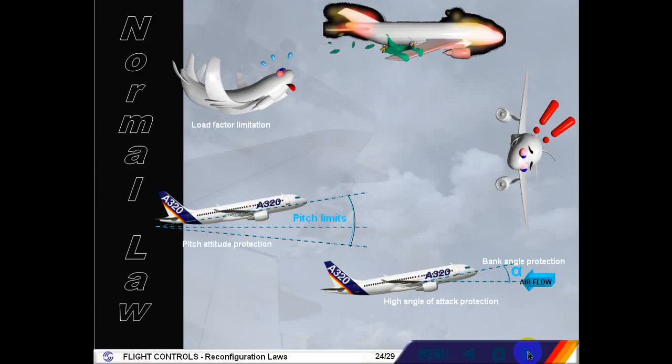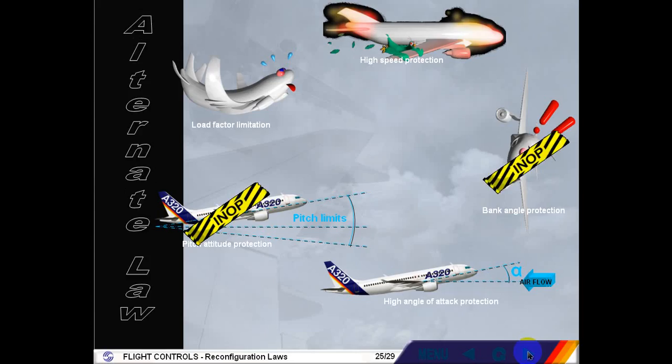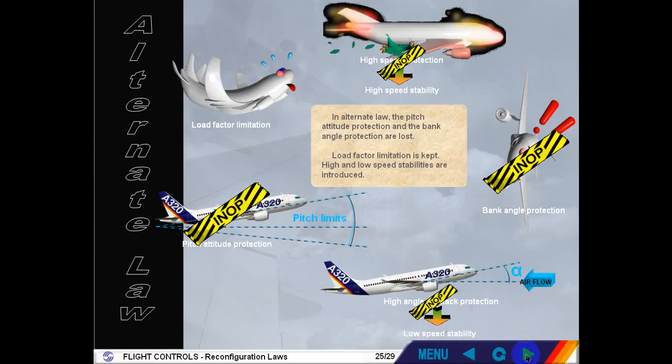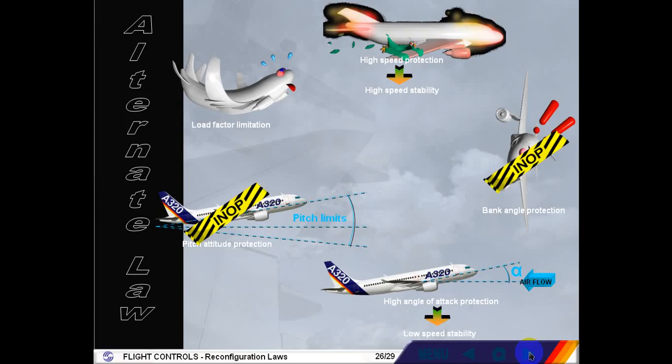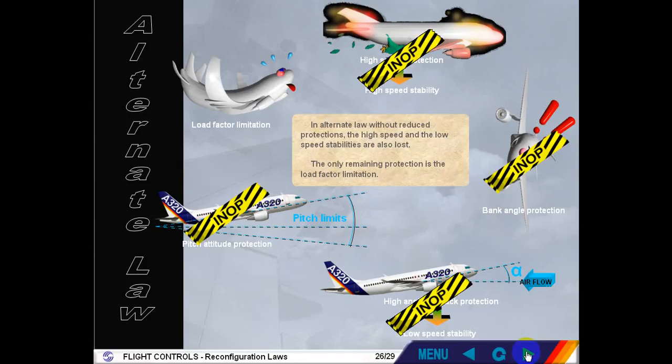In normal law, all the protections are available. In alternate law, the pitch attitude protection and the bank angle protection are lost. Load factor limitation is kept. High and low speed stabilities are introduced. In alternate law without reduced protections, the high speed and the low speed stabilities are also lost. The only remaining protection is the load factor limitation.